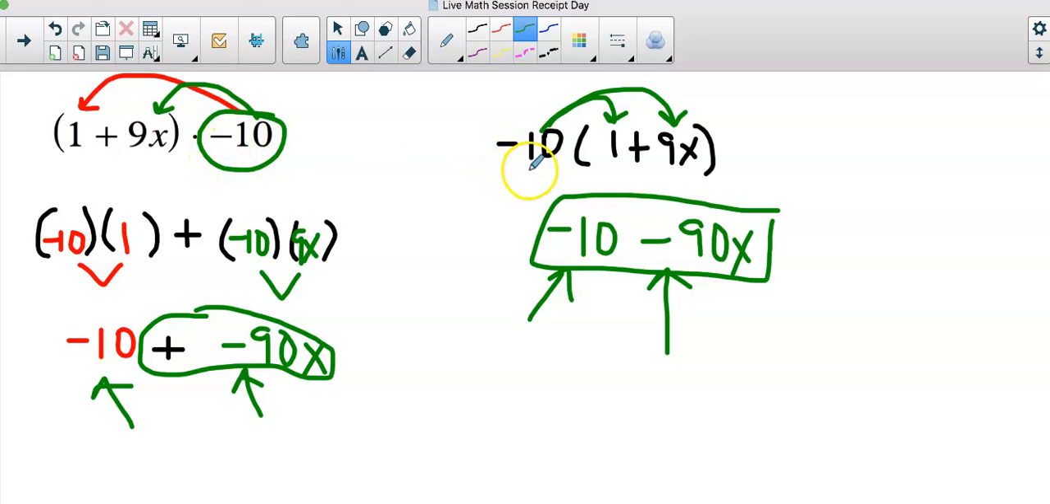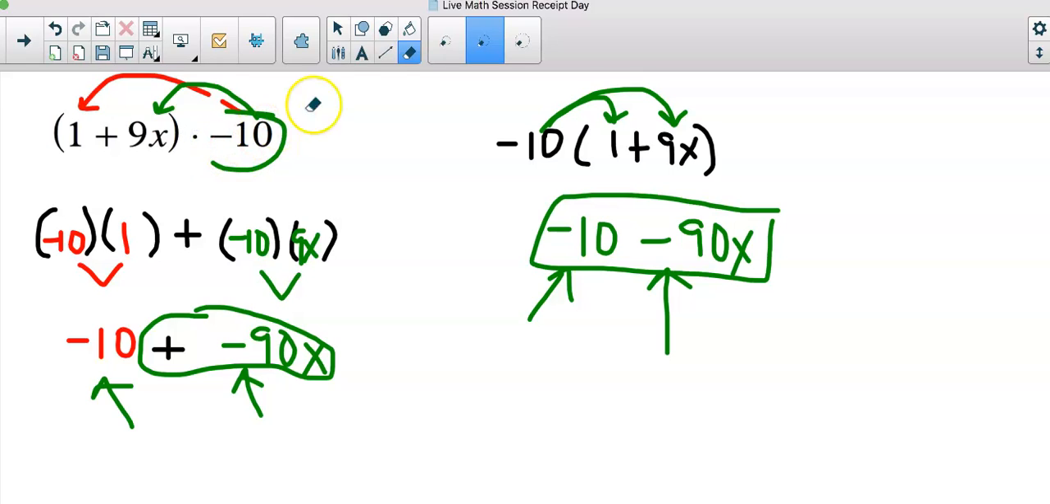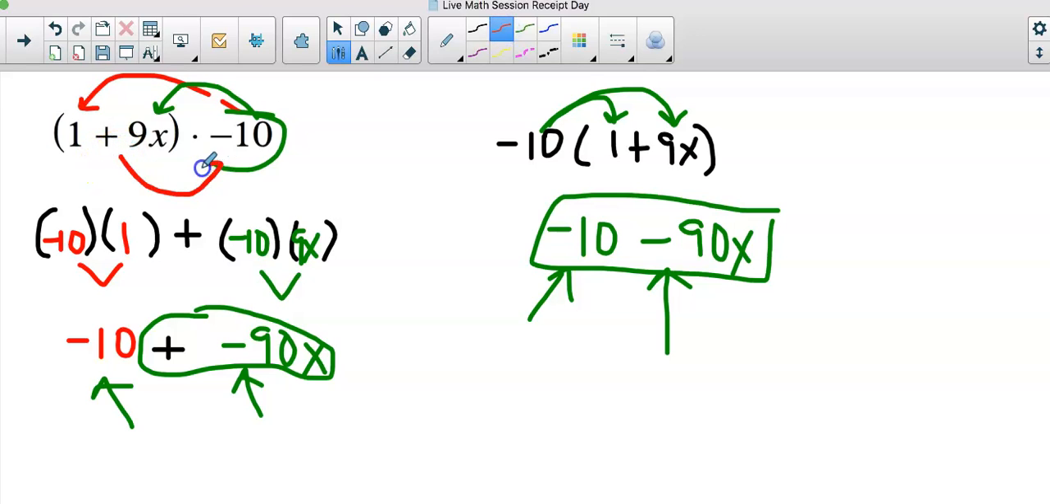So sometimes you're going to see it where they put the multiplication factor behind instead of in front. And it's actually the same thing because of the commutative property of multiplication. Remember, the commutative property of multiplication says that you can switch the order of two terms or two numbers when they're separated by multiplication.